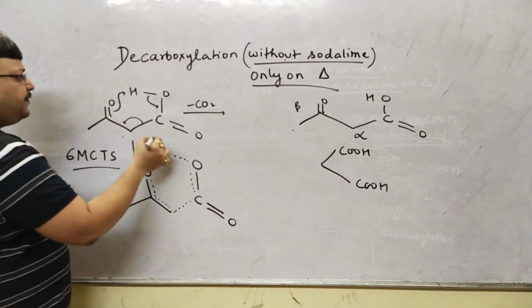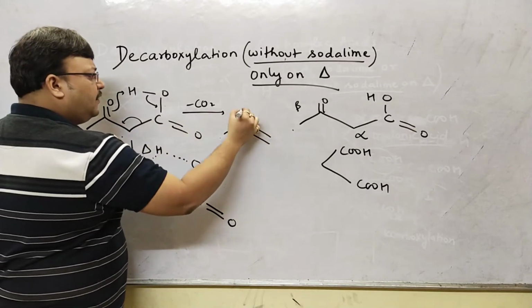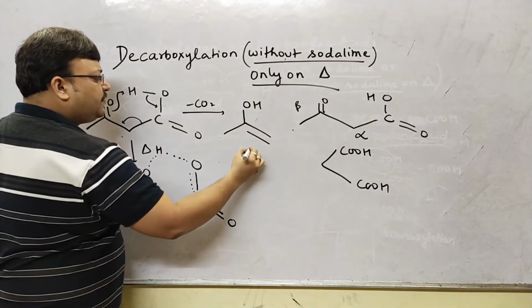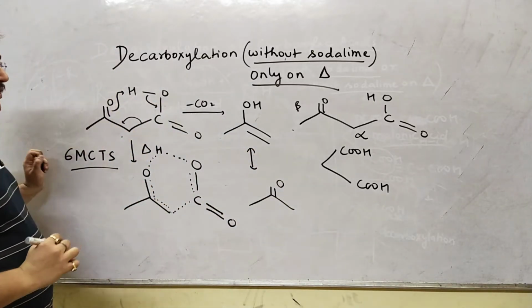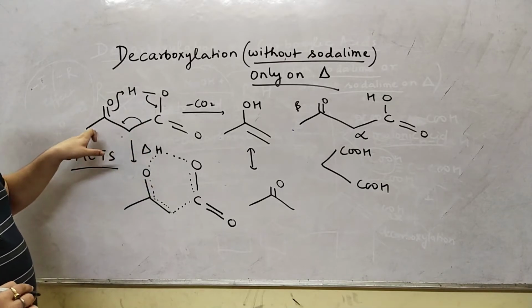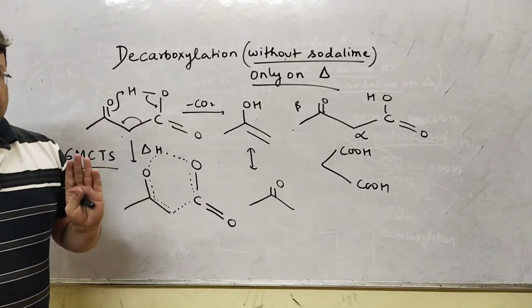Hydrogen attaching to this oxygen. See, carbon dioxide gone, a pi bond here and OH here. This will naturally tautomerize. This is tautomerism. So you see 1, 2, 3, 4 carbon becoming a 3-carbon compound and carbon dioxide gone.